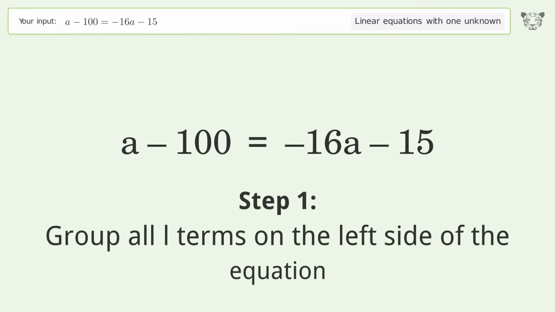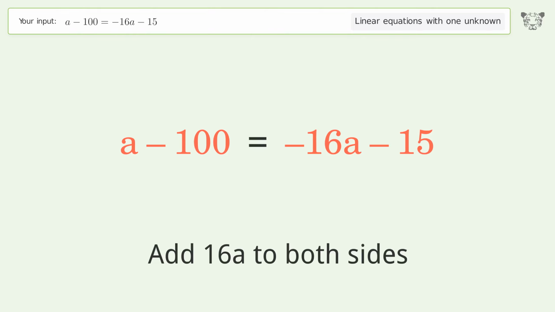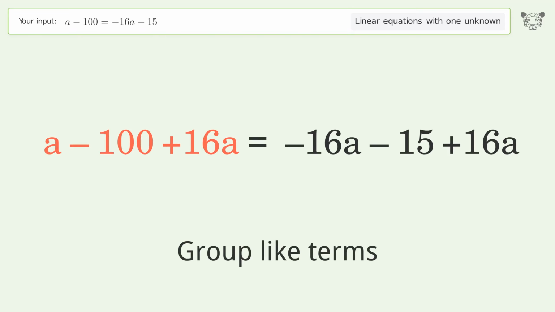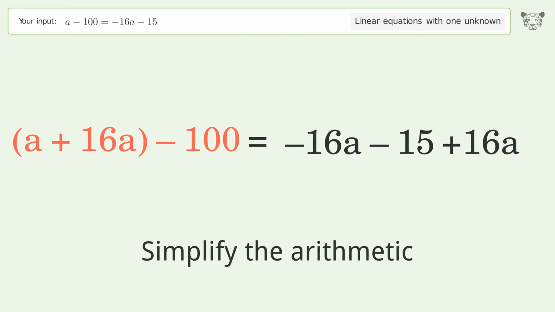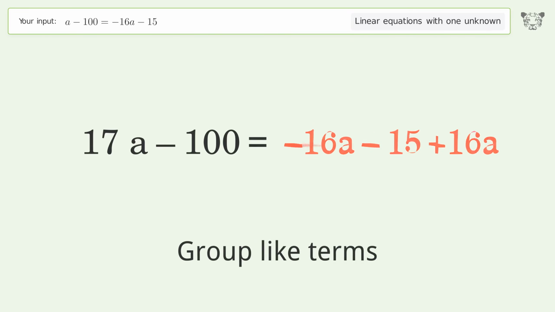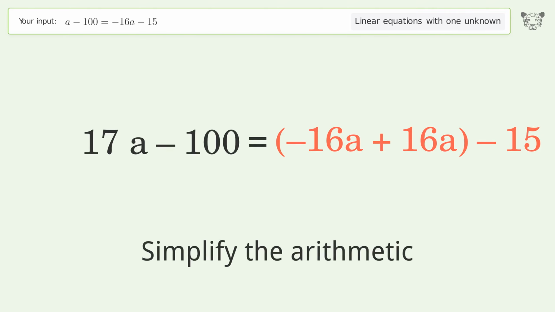Group all a terms on the left side of the equation. Add 16a to both sides. Group like terms. Simplify the arithmetic. Group like terms. Simplify the arithmetic.